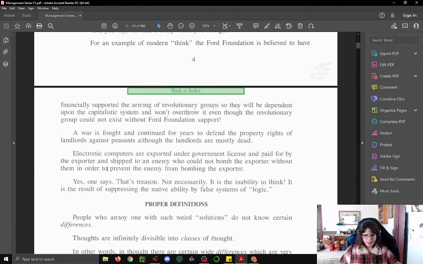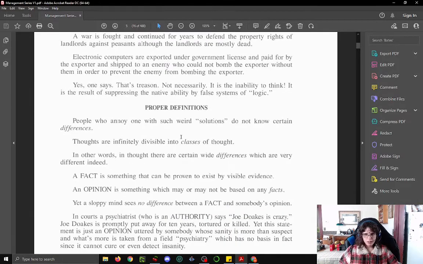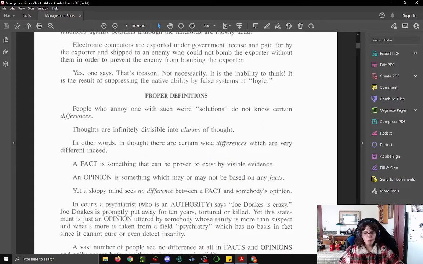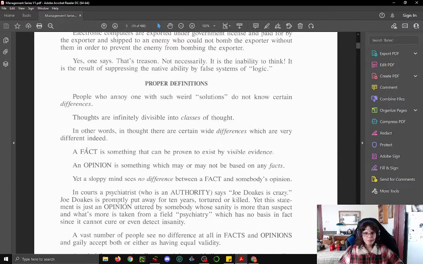It's the result of suppressing the native ability by false systems of logic. Proper definitions. Oh, great. You mean redefinitions. People who annoy one with such weird solutions do not know certain differences. Thoughts are infinitely divisible into classes of thought. Can you explain what you mean? In other words, in thought, there are certain wide differences which are very different indeed. A fact is something that can be proven to exist by visible evidence. Fair enough. An opinion is something which may or may not be based on any facts. That's fine. Yet a sloppy mind sees no difference between a fact and somebody's opinion.